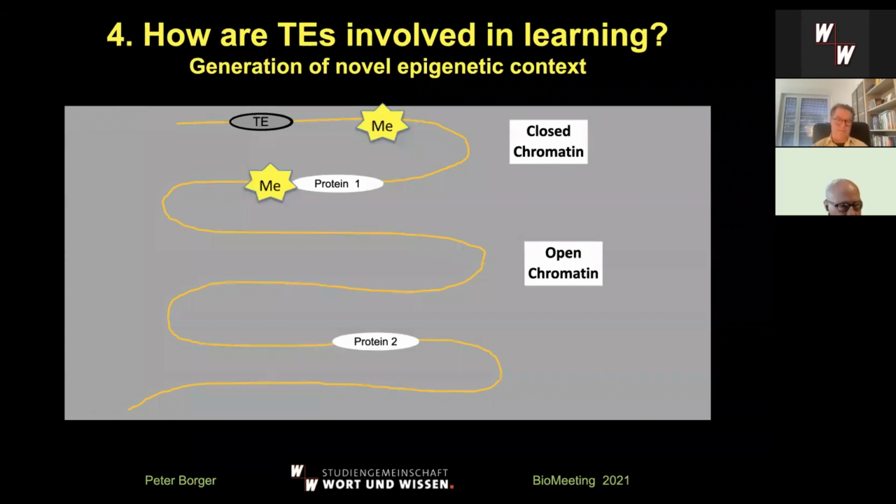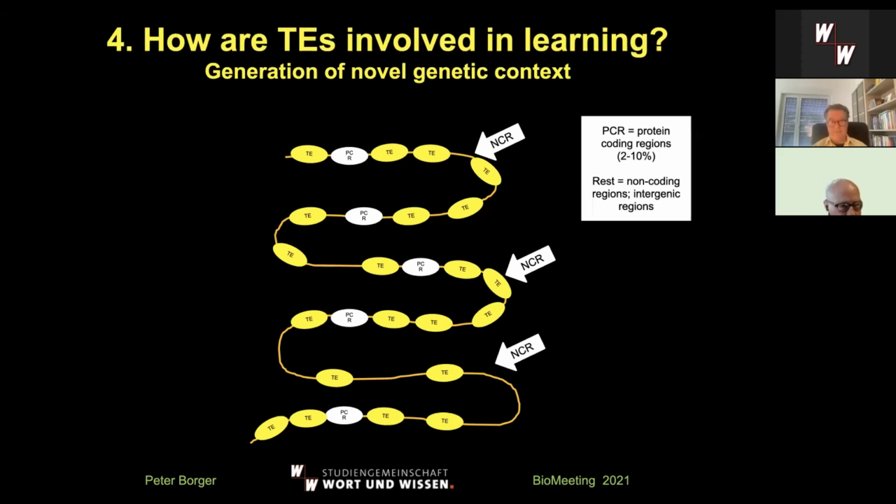Here we see how, for instance, epigenetic mechanisms could be involved. Here we see a TE. The TE translocates to another position, and the methylation patterns change, and programs are being closed down, and other programs can be switched on. So here we have direct effects on the DNA expression levels at the level of epigenetics and genetics.